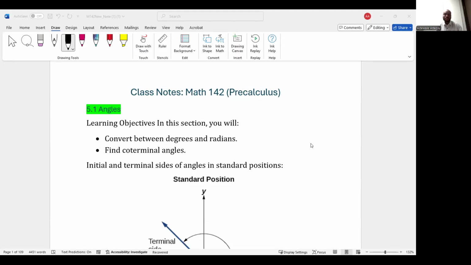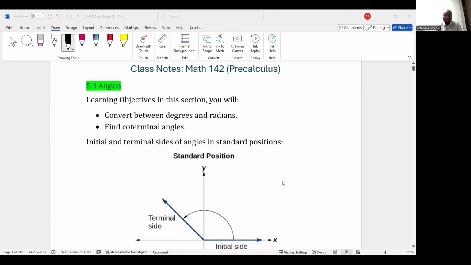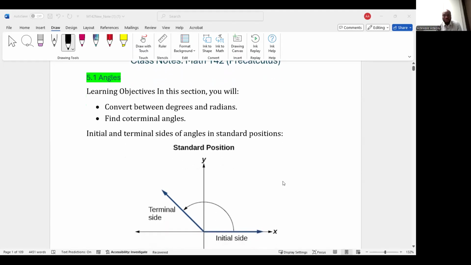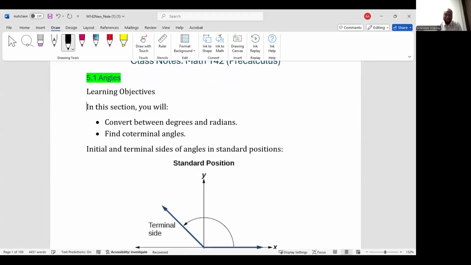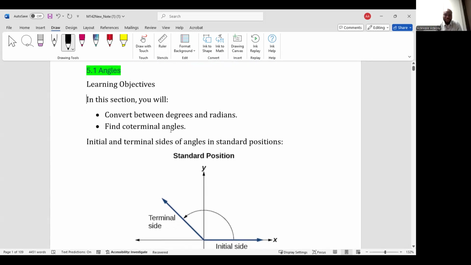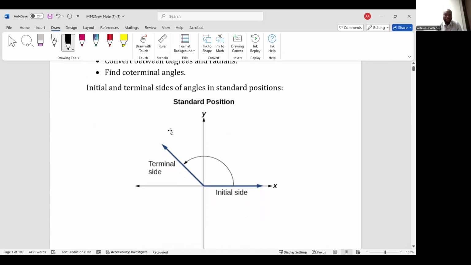Today we'll be starting a series on Precalculus II. All right, so this morning we'll be starting with angles, and our learning objectives will be looking into converting between degrees and radians, and also finding coterminal angles.